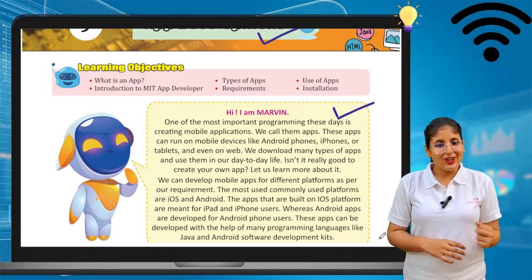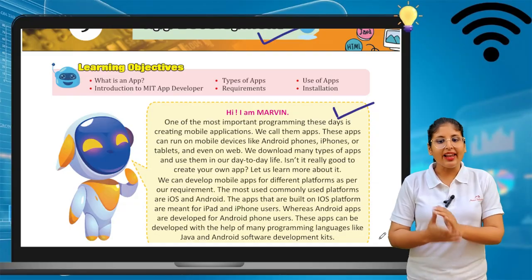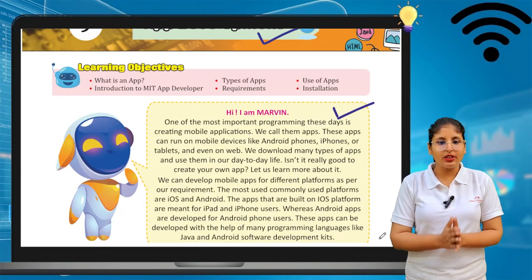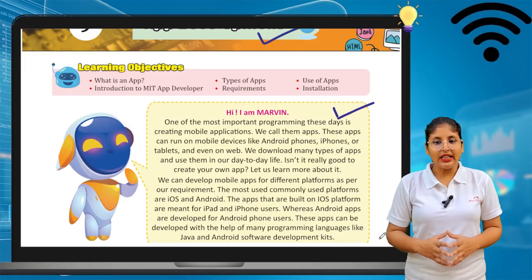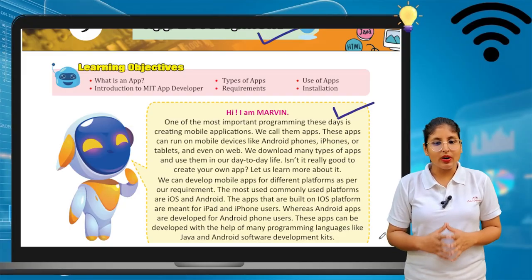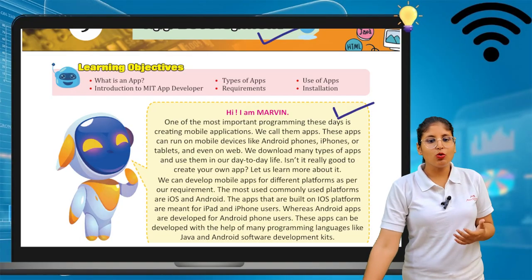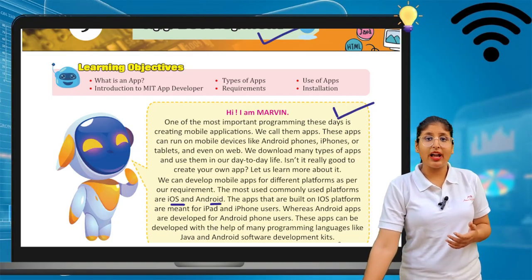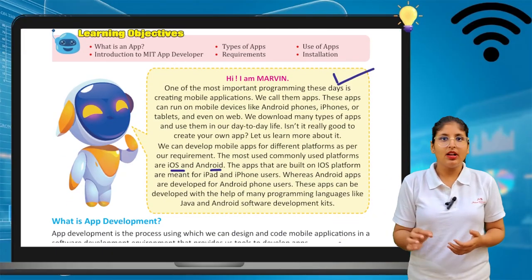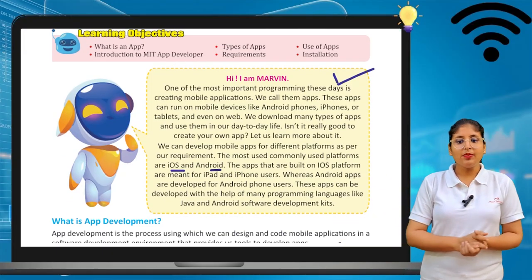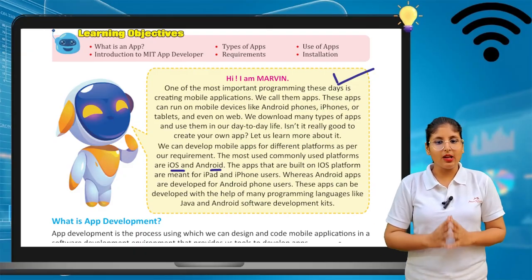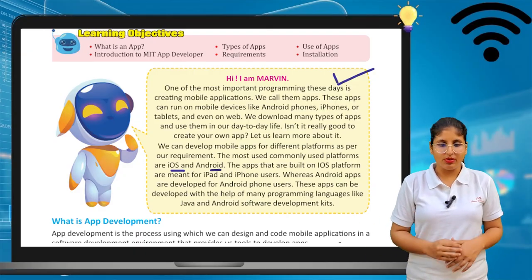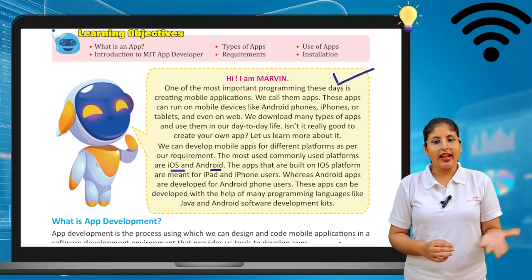We can develop mobile apps for different platforms as per our requirement. The most commonly used platforms are iOS and Android. These are the most important and most famous platforms on which we can see the apps. The apps that are built on the iOS platform are meant for iPad and iPhone users.